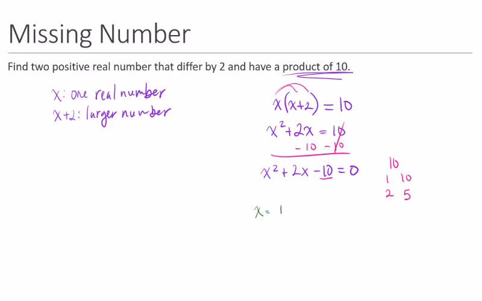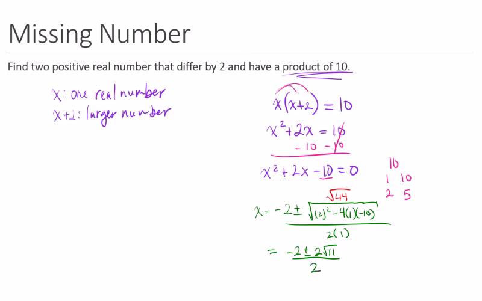So x equals negative 2 plus or minus the square root of b squared minus 4 times a times c, all over 2a. And so 2 squared minus 4 times negative 10 is going to be 4 plus 40, so it'll be 44. And so that'll be negative 2 plus or minus 2 root 11, all over 2. Divide everything by 2, and so it comes out to negative 1 plus or minus root 11. Okay?